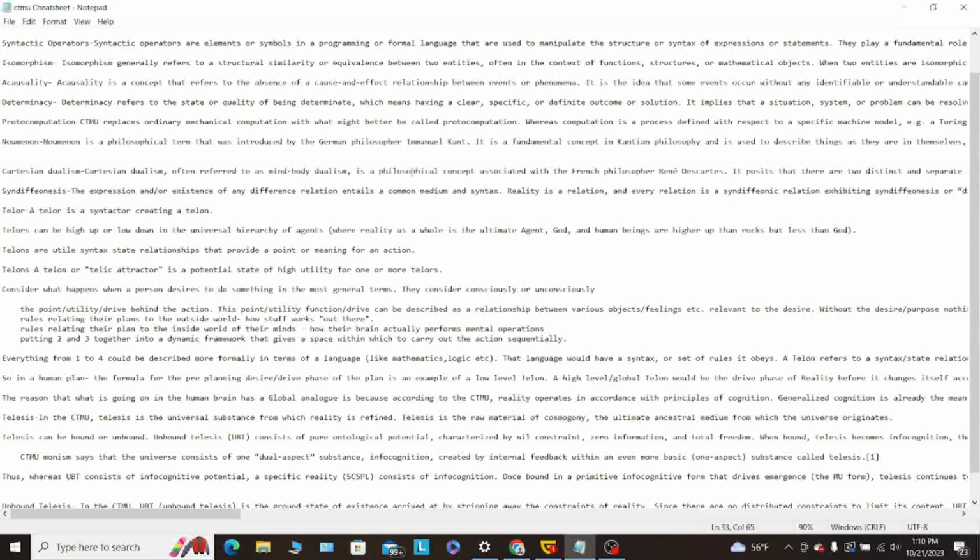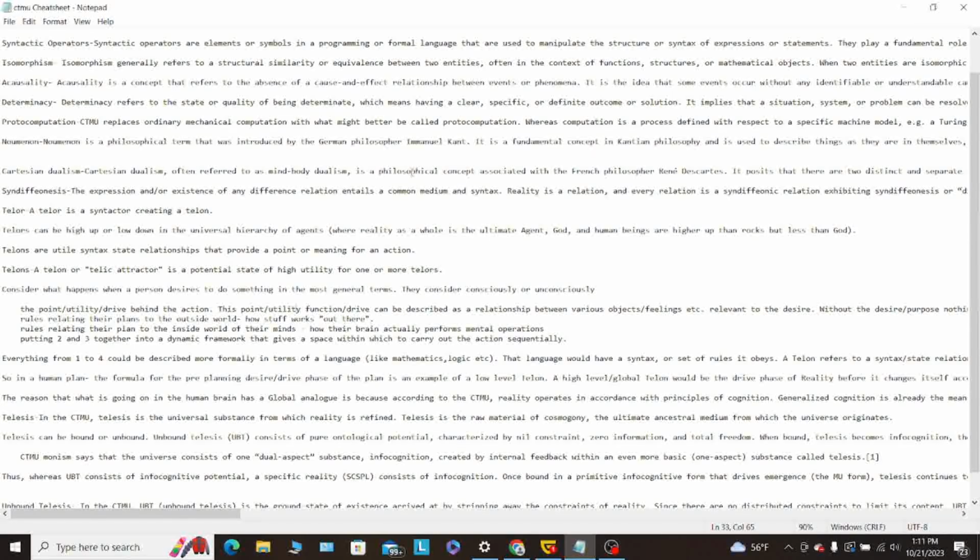Okay, let me read this as well. Tellers can be high up or low down in the universal hierarchy of agents, where reality as a whole is the ultimate agent, God, which I think Langan uses as an acronym for Global Operator Descriptor, and human beings are higher up than rocks, but less than God. So what would be interesting is seeing what determines hierarchy. Is it particularity of the telons subscribed to? Is it just particularity as opposed to universality that occurs via some kind of distribution of God?